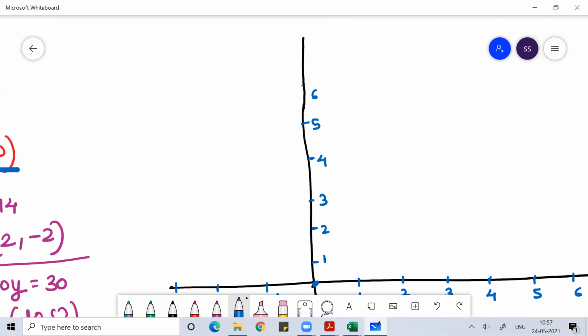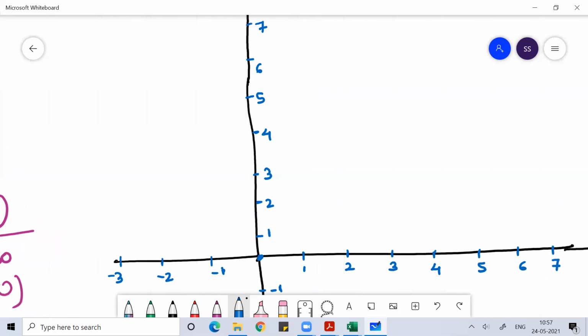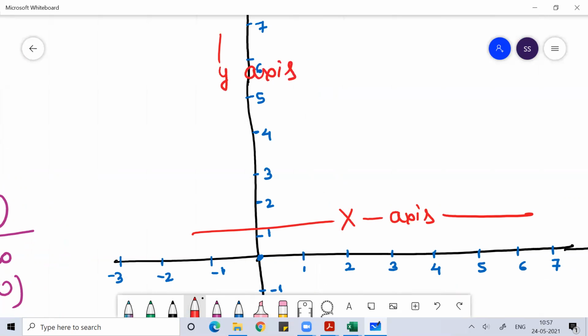So this is 6. This is 7. So we draw a graph by using graph paper. We draw these coordinates. I think everyone knows this is the horizontal. What you see, we call this the x-axis. And the vertical, we call the y-axis. So here we write x then y.